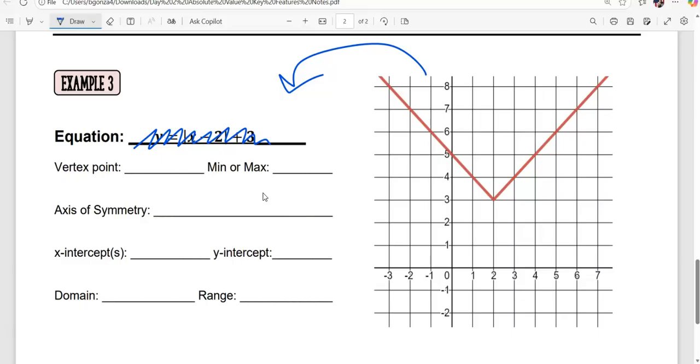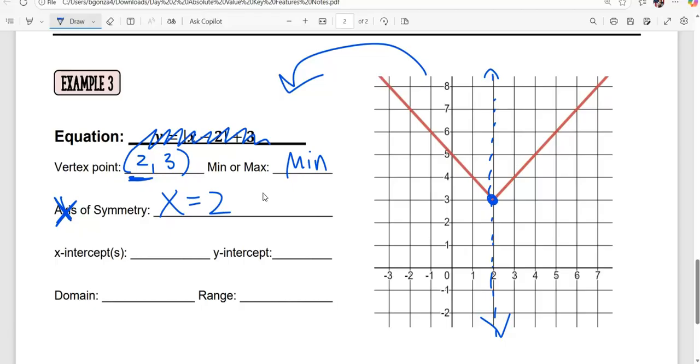Where's the vertex point? 2, 3. Not 3, 2. 2, 3. Is that the bottom or the top? Bottom is min. Min like the Spurs. Axis of symmetry, it's got to be x equals, right? X equals the x value, 2. That means there's a vertical line cutting this at 2 on the x-axis that it reflects over.